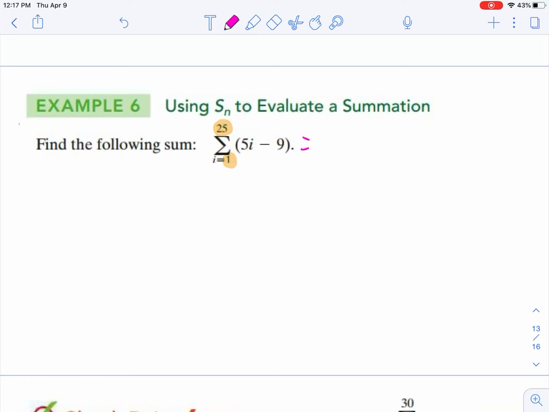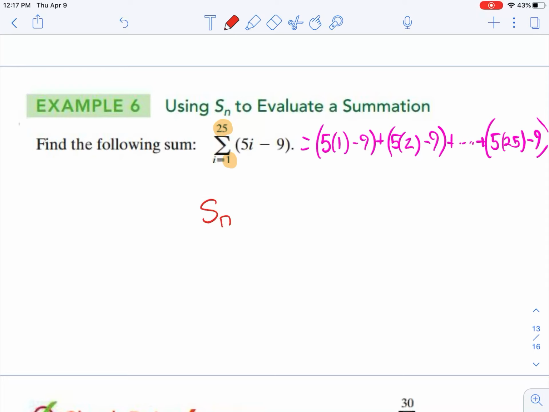If you were going to solve it the way we did on our last homework, we would have plugged in 5 times 1 minus 9 plus 5 times 2 minus 9, all the way to 5 times 25 minus 9. And as you can tell, that would be a ton of work. So the way we can go about it is by simply using the formula that we just found. S sub n is going to be equal to n divided by 2 times the average of a sub 1 all the way to a sub 25. So you're adding those two together and then dividing by 2 essentially.